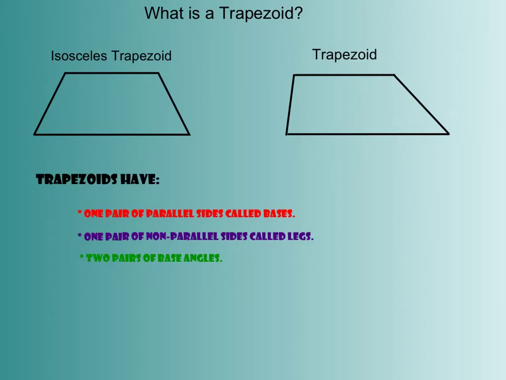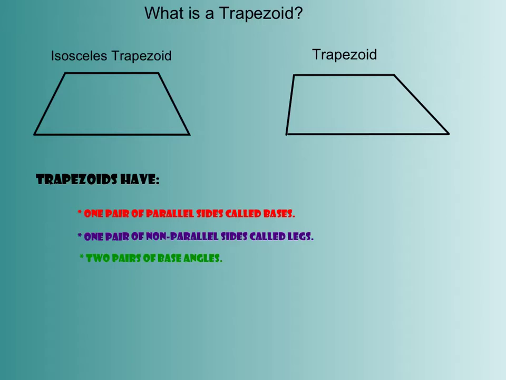The first thing we need to know is what a trapezoid is. Here I've drawn 2 different pictures for you. We have an isosceles trapezoid, and we have just any typical trapezoid. Now, a few properties that all trapezoids have: one pair of parallel sides called bases.